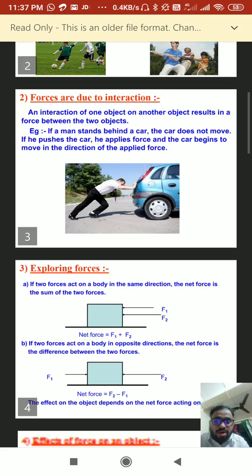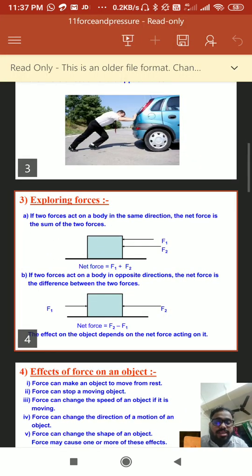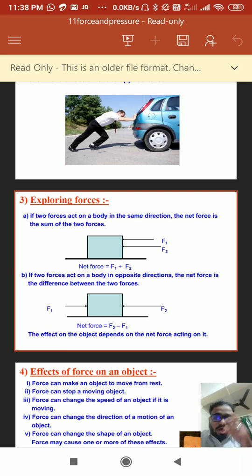Next, number 3 is exploding forces. This we discussed already in the previous classes. What are the different types of force? As you can see in the diagram, if two forces are acting in the same direction, then the net force is the sum. F1 and F2 are acting in the same direction, so the net force is equal to F1 plus F2. But here we can see two forces acting in the opposite direction, F1 coming this side, F2 coming this side. So the net force is F2 minus F1.